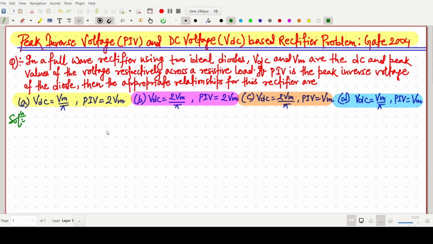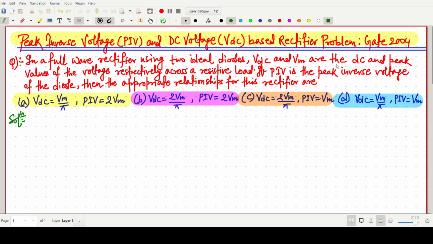So the question is: in a full wave rectifier using two ideal diodes. So two ideal diodes is given, which means it is our center tap full wave rectifier, not bridge. In a bridge, four diodes are used. So we have to identify that this one is our center tap rectifier.